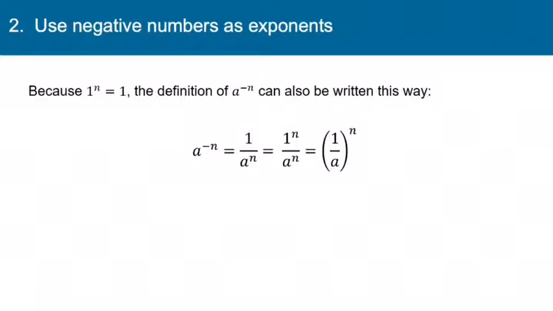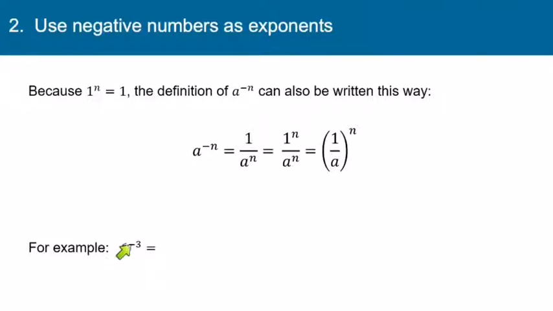Now think about power rule C that we learned in the last section. This is kind of applying power rule C backwards. If you have the same power in the top and the bottom, you could take that exponent and just write it one time for the whole fraction. So 1 to the n over a to the n can be written as 1 over a whole thing to the n power. So the bottom line is a to the negative n can also be written as 1 over a to the positive n. So let's practice with that rule just a little bit.